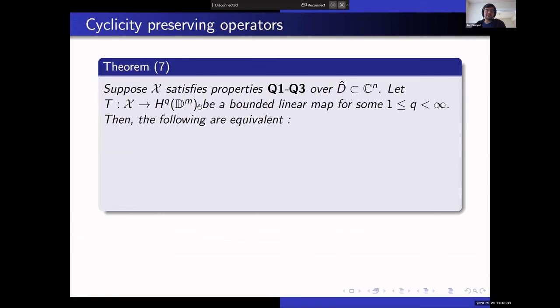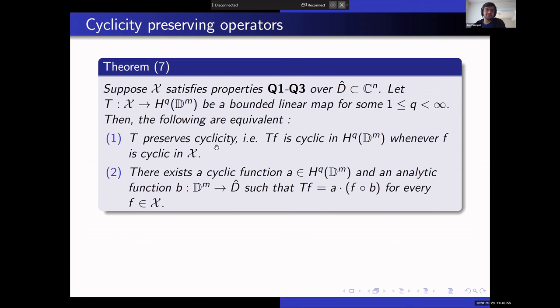And with that in mind, we get the following theorem, which is kind of neat, I think. Suppose X satisfies properties Q1 to Q3 over D hat. And if I take an operator T that takes X into HQ of D M for some Hardy space, boundedly, right? Then the following are equivalent. T preserves cyclicity if and only if TF is a weighted composition operator with this A being a cyclic function.